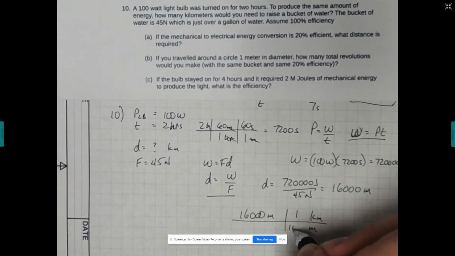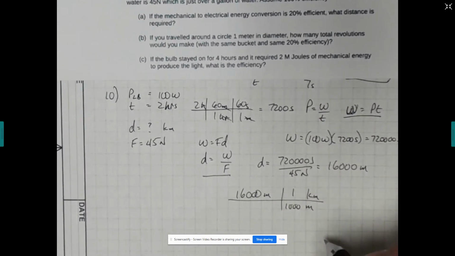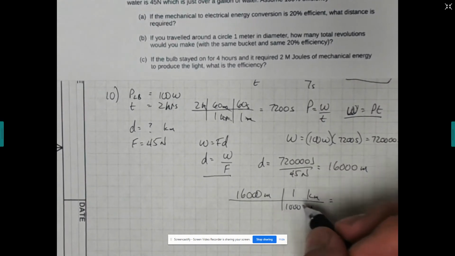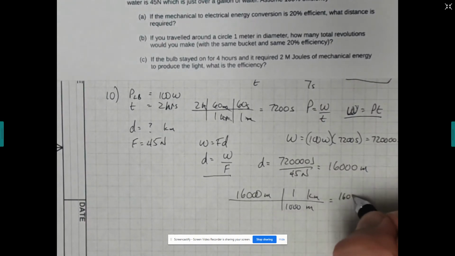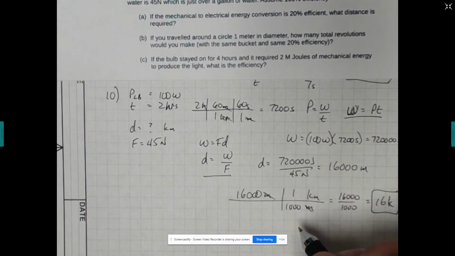For every 1 kilometer, there's 1,000 meters. Okay, we can get that from our conversion sheet. And so when we multiply this through, we're going to have 16,000 over 1,000, and we end up with 16. The meters went away, and we ended up with kilometers.